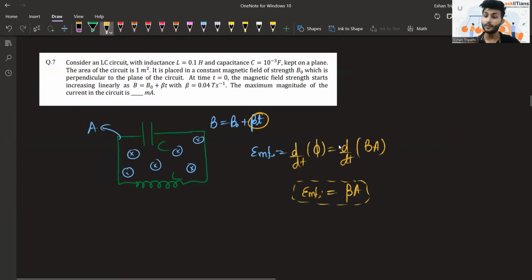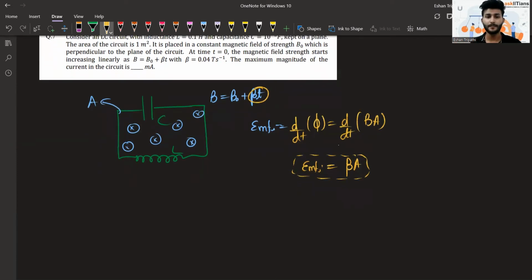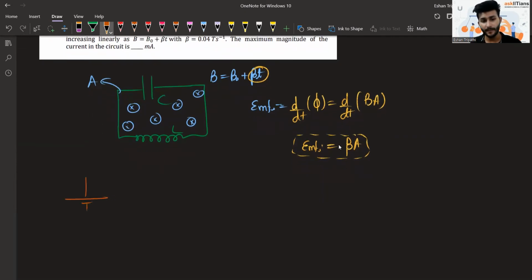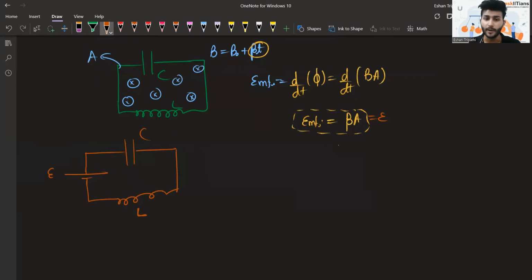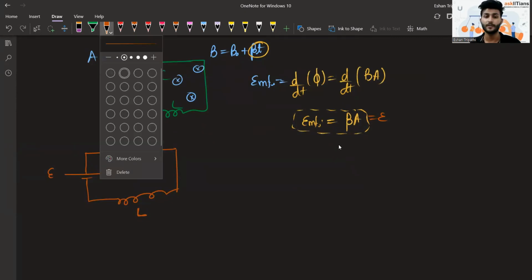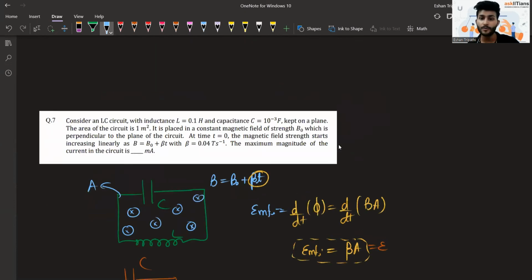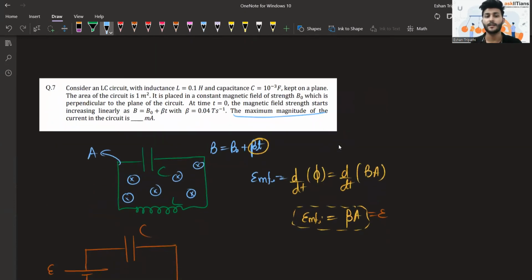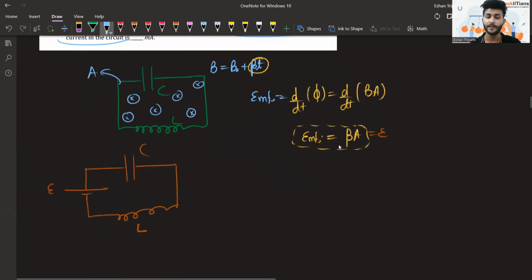Now we know that there is this induced EMF, we can place it in the circuit equivalently as a battery of induced EMF. Inductance is L, and the induced EMF, let's call it small e. I'll just call it small e, rather than writing EMF every time. So now over here, if current is flowing, what are we supposed to find? Let's read the question once. In the question, we're supposed to find the maximum magnitude of current. What is the maximum magnitude of it?